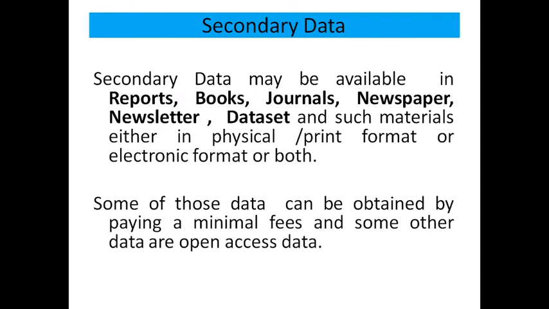Secondary data may be available in reports, books, journals, newspapers, newsletters, datasets, and such materials, either in physical or print format, electronic format, or both. Some of those data can be obtained by paying a minimal fee, and some other data are open access data. Open access data means there are no restrictions in the use of those data, and anyone can avail those data.